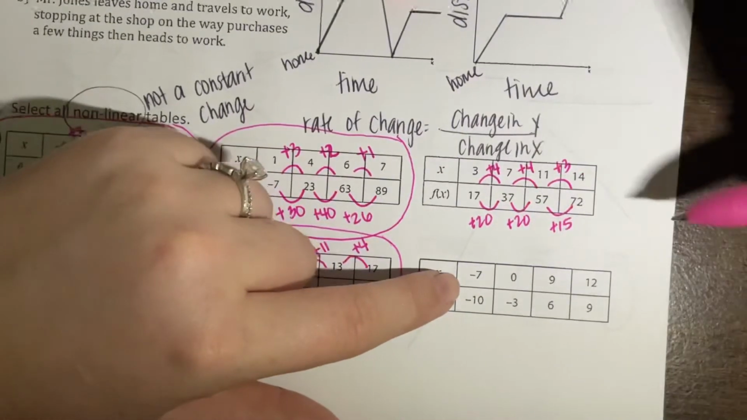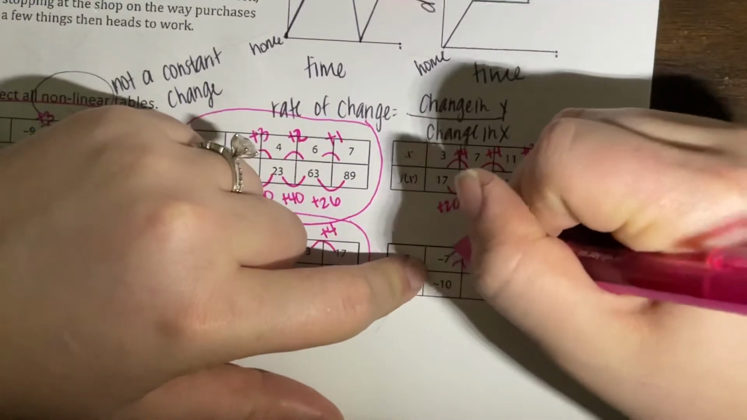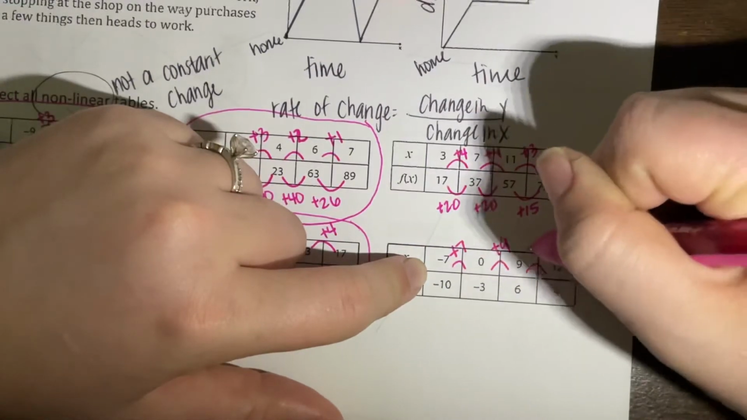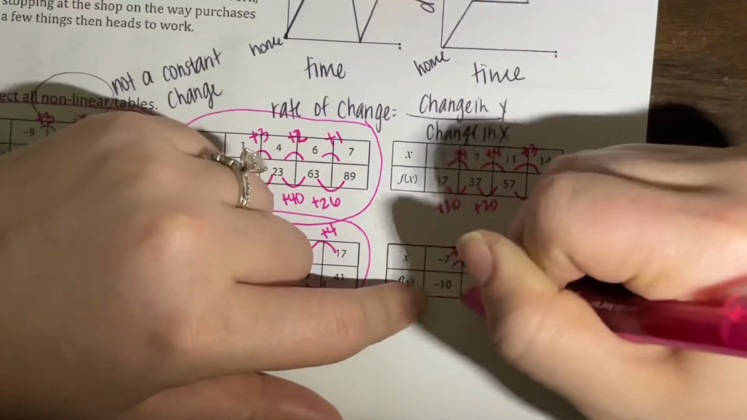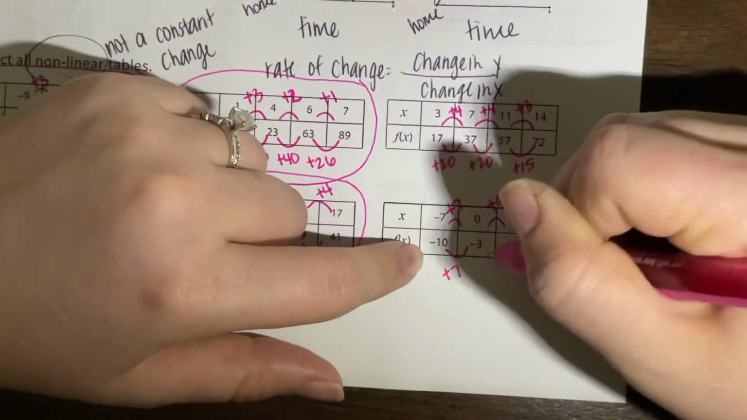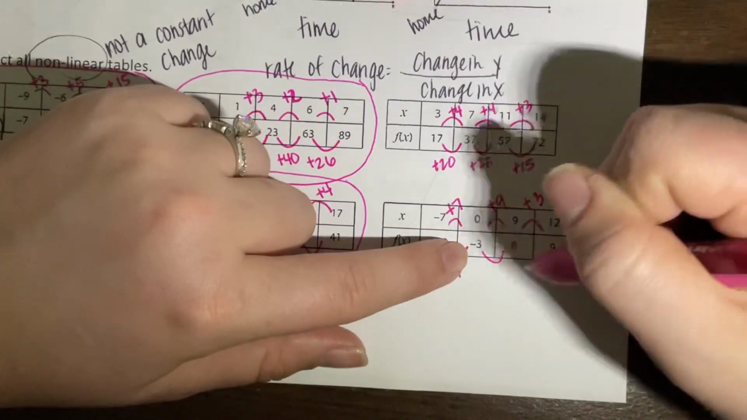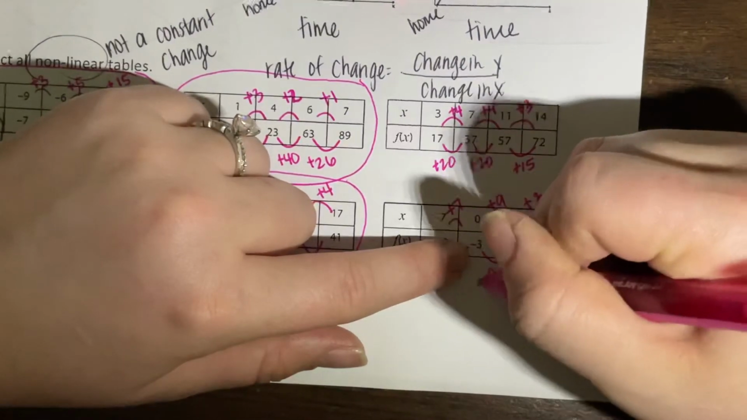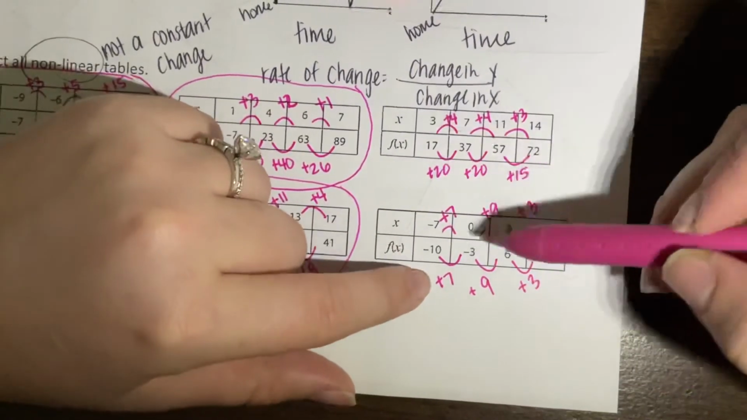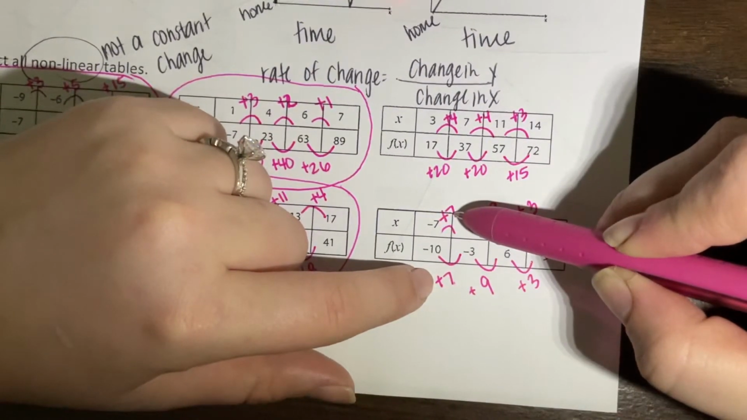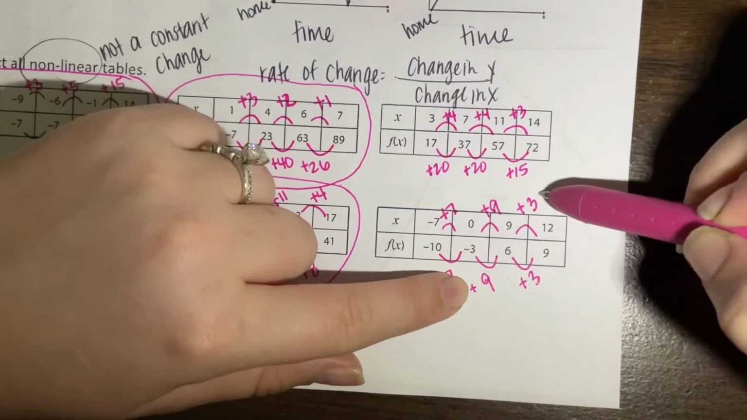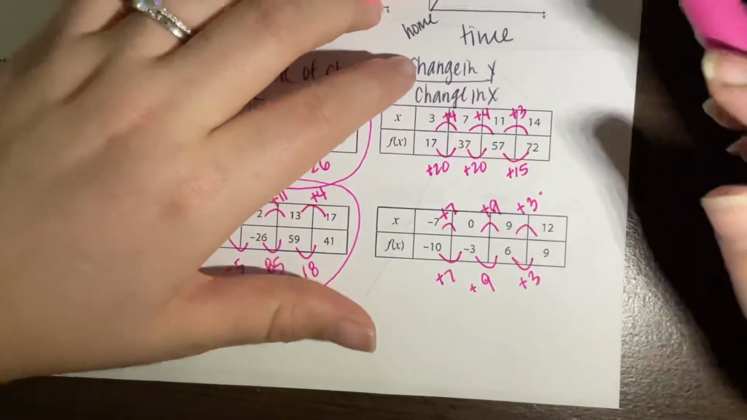-7 to 0, that's +7. 0 to 9 is +9. 9 to 12 is +3. -10 to -3 is +7. -3 to +6 is adding 9. And 6 to 9 is adding 3. Let's see. Oh, look at this. 7 over 7, that's 1. 9 over 9, that's 1. 3 over 3, that's 1. That is a linear function.